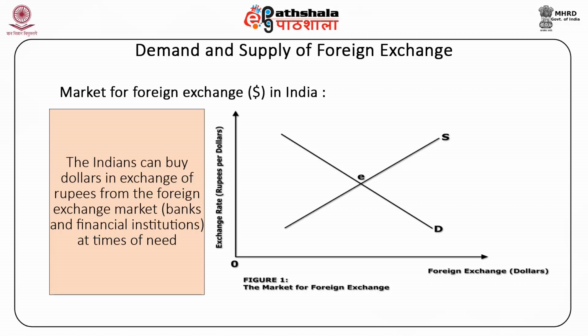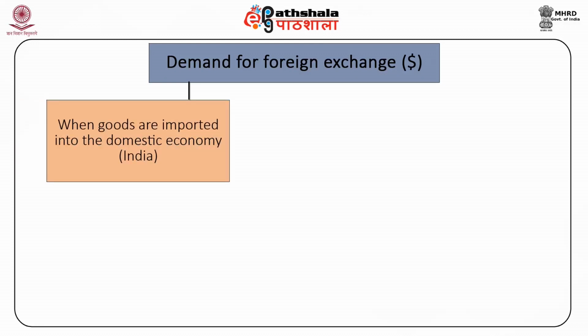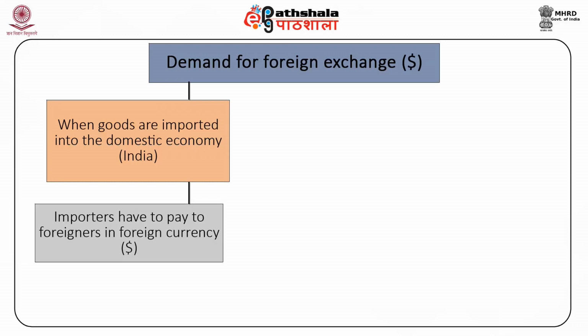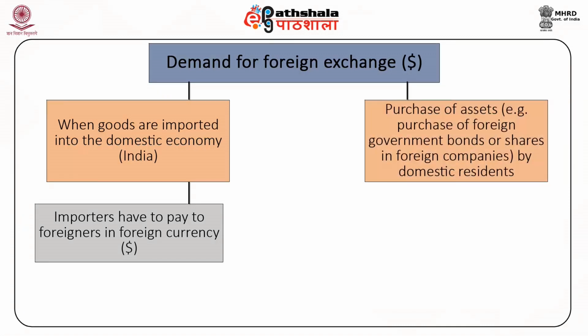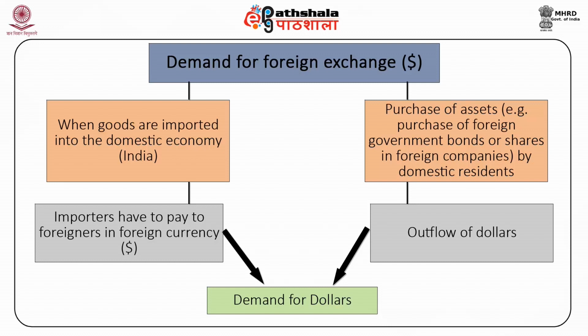The demand for foreign exchange is represented by the demand curve D. The demand for foreign exchange, dollars, arises out of the following transactions. When goods are imported into the domestic economy, India, importers have to pay foreigners in foreign currency, dollars, creating a demand for dollars. The purchase of assets, for example, purchase of foreign government bonds or shares in foreign companies by domestic residents, leads to outflow of dollars, again creating demand for dollars.